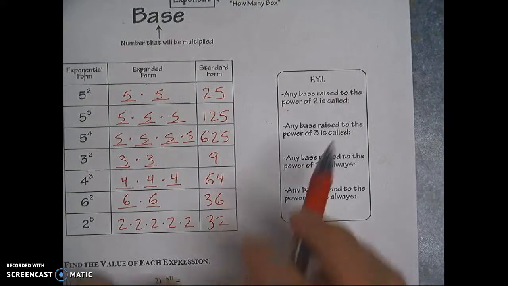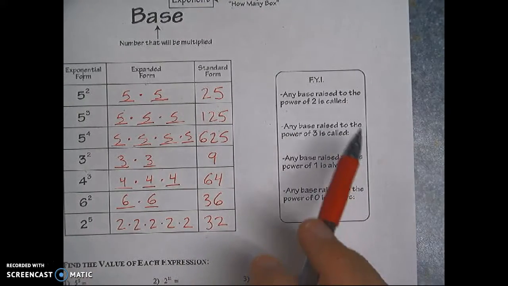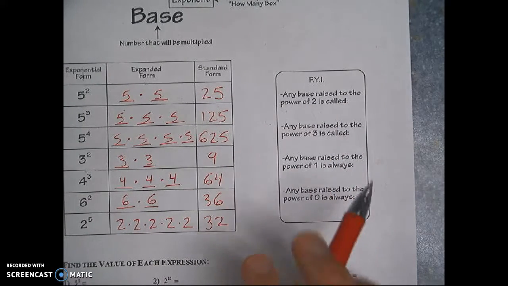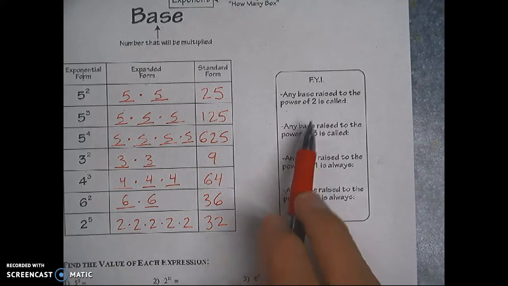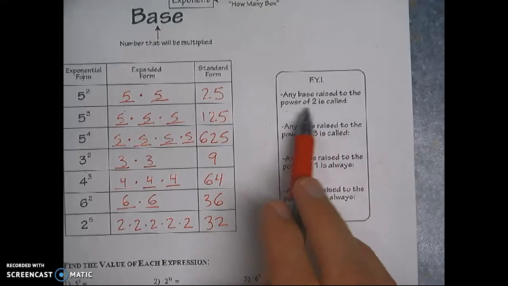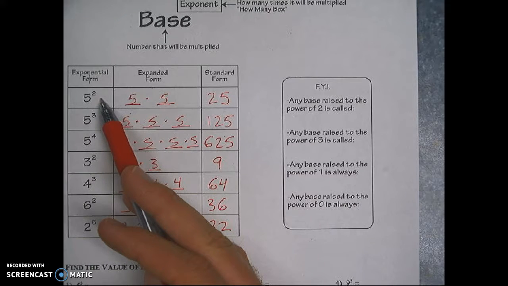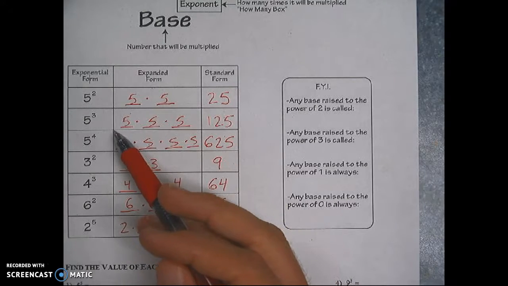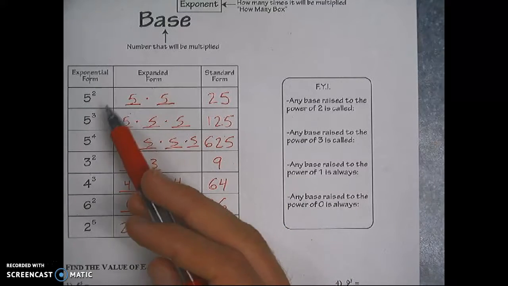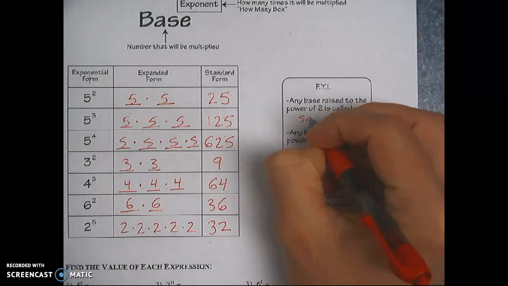All right. Let's go to this box. This box is important. FYI, for your information. Okay. Any base raised to the power of 2 is called what? So instead of saying 5 to the second, we can say 5 blank. Think about it. Do you remember what it is? The answer is squared.